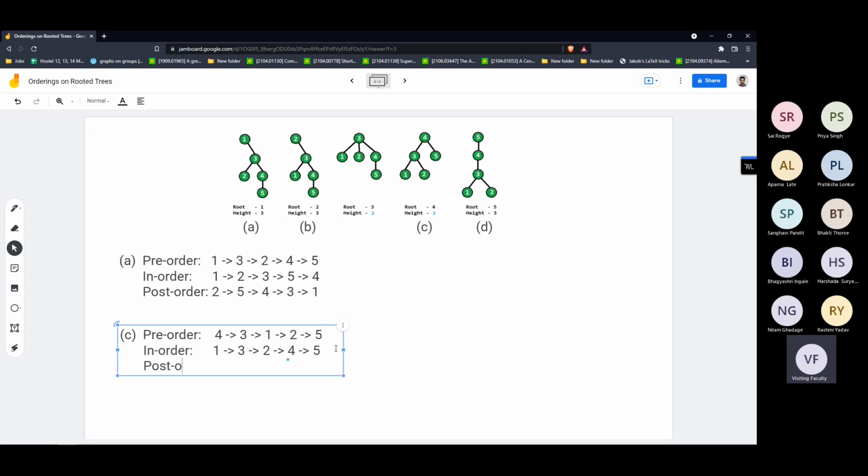Now finally, the third is post order. The rule for that is left subtree, then right subtree, and then root.